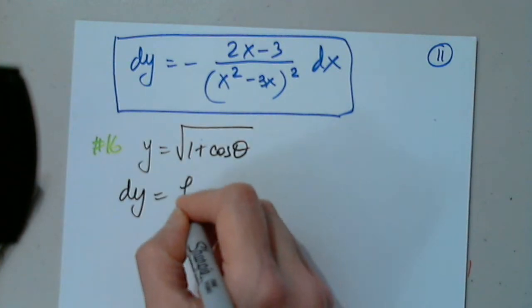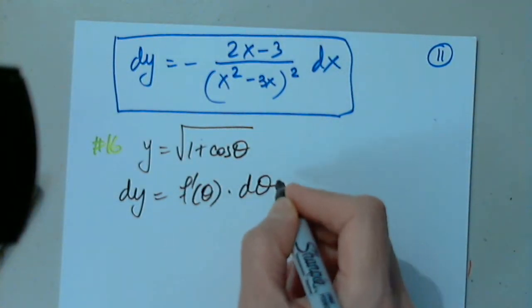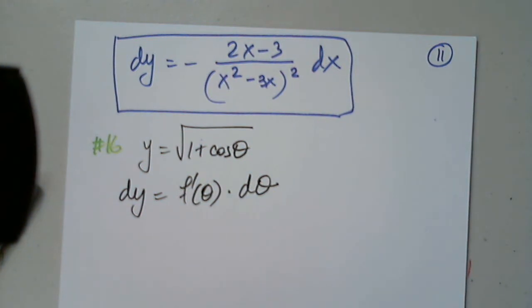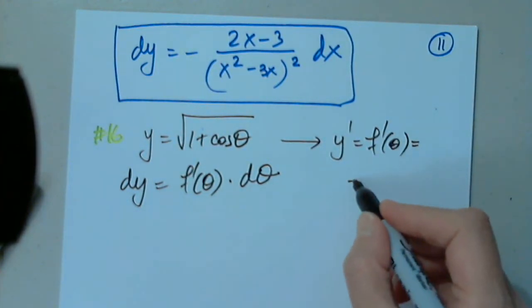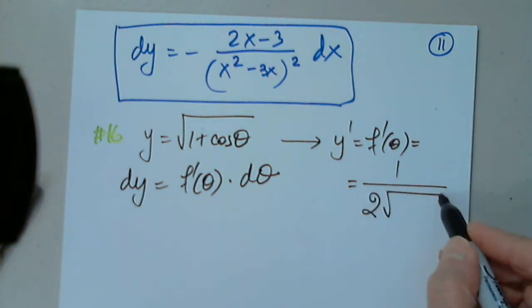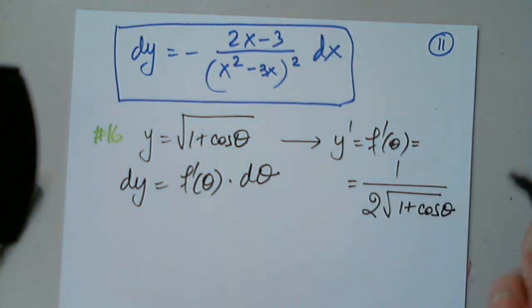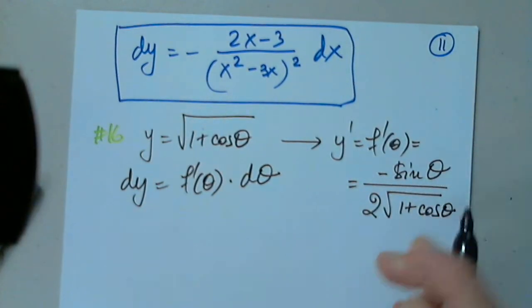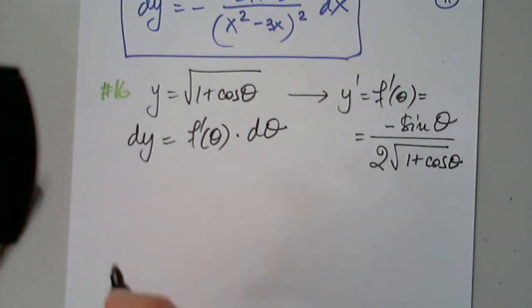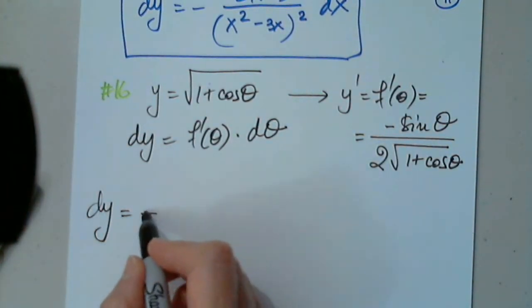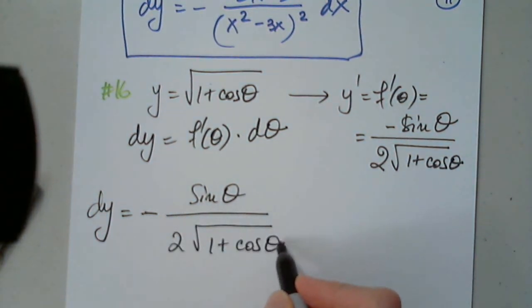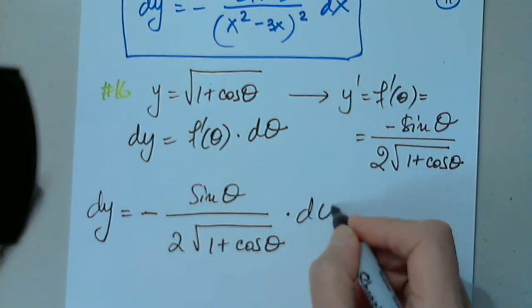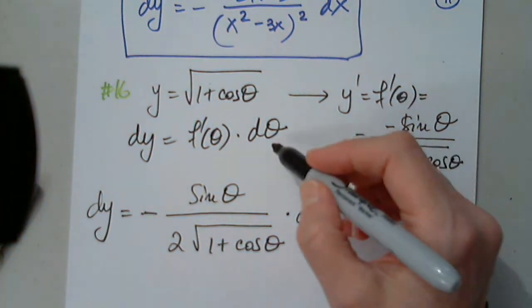Again, dy equals f prime of theta d theta, because this function has the variable theta. The derivative, we know, y prime or f prime of theta is 1 over 2 the square root of 1 plus cosine theta times the inner function prime, negative sine theta. And that's it. So now dy equals negative sine theta over 2 the square root of 1 plus cosine theta times d theta. If I forget d theta, this is incorrect.